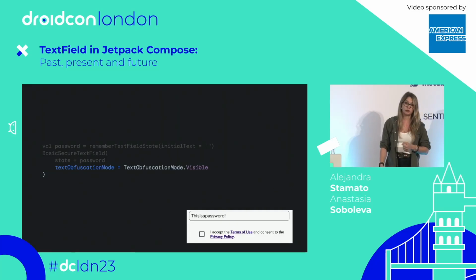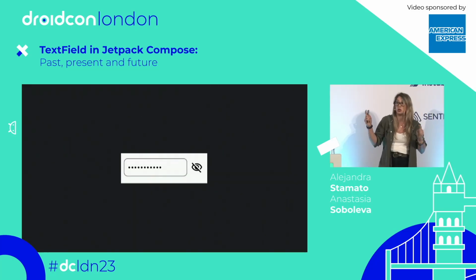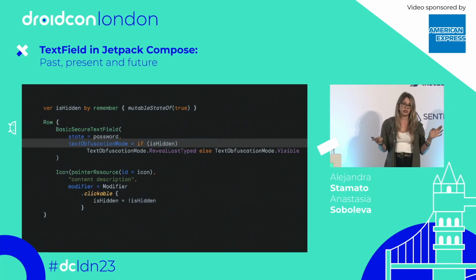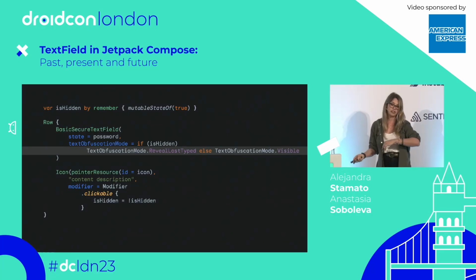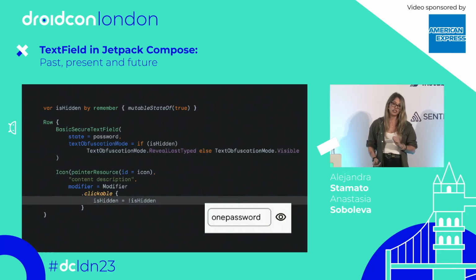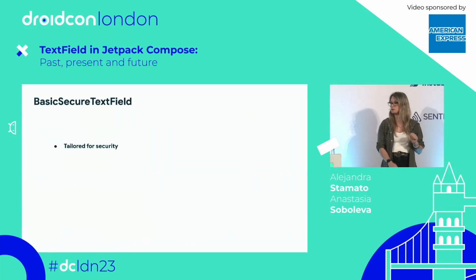And why is this helpful? To implement something like a button to temporarily toggle whether you see the password or not. It would be very simple to implement. You define a snapshot state variable isHidden, and then your text obfuscation mode is conditioned on this property. It's either reveal last typed or visible, and then maybe a button to toggle this configuration. And that was it. Super simple.